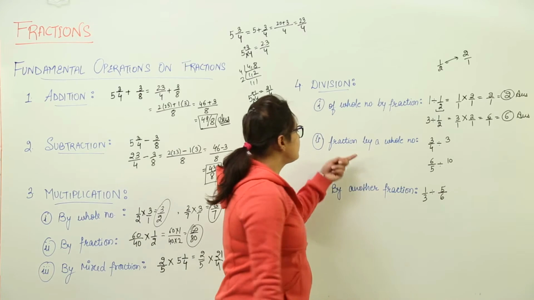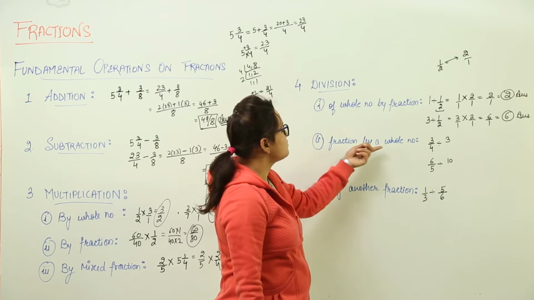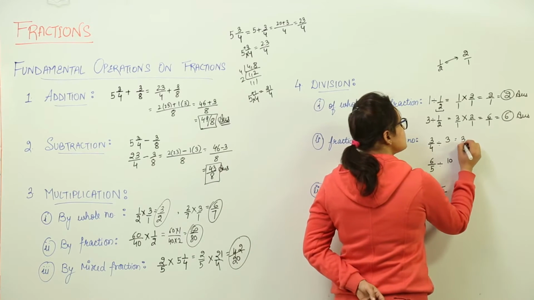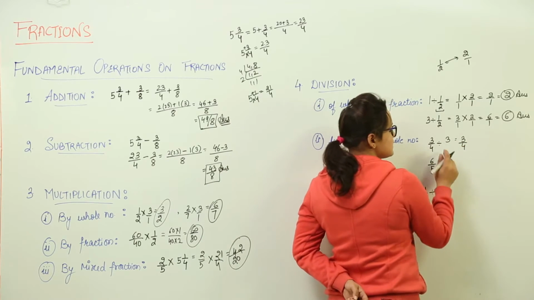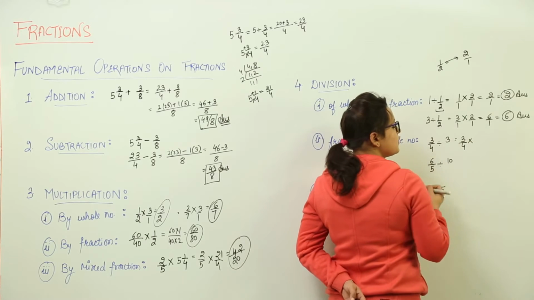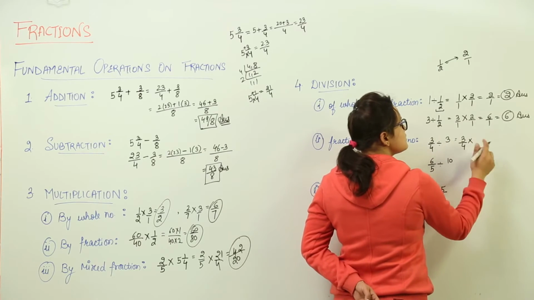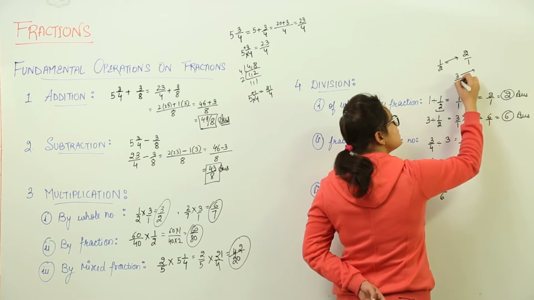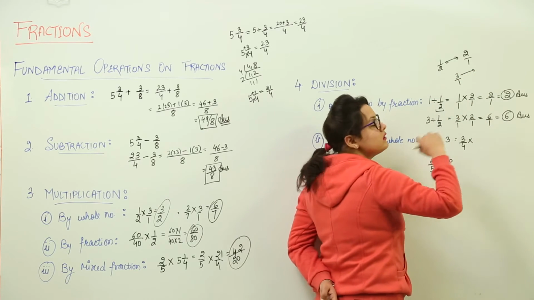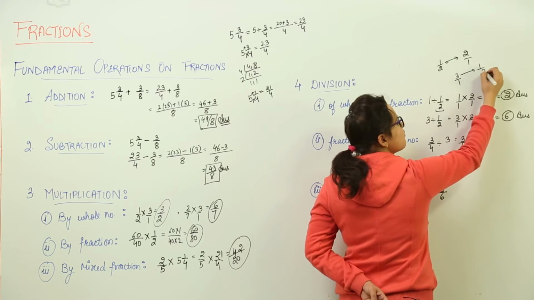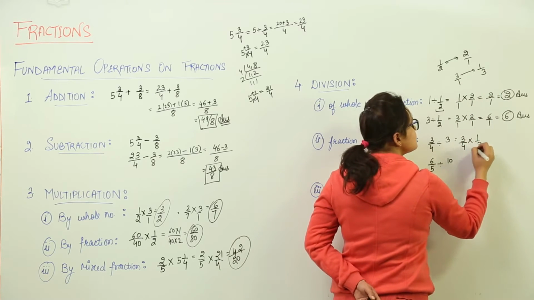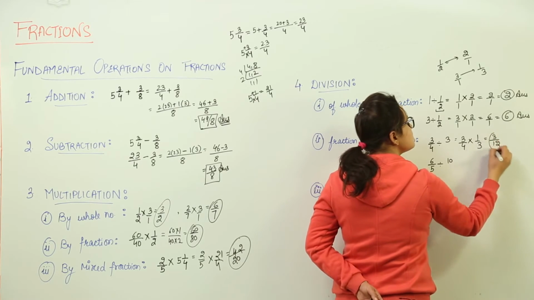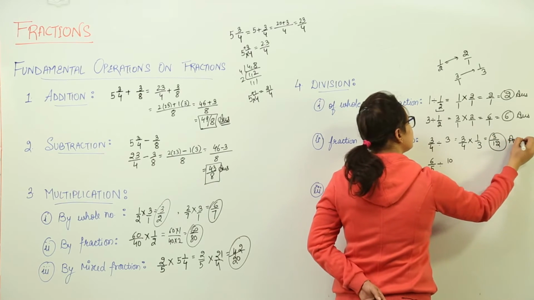Now divide the fraction by a whole number. How to do this? The same steps let us do. 3 by 4 remains as it is. Division sign gets converted to multiplication sign. 3 gets reciprocated. What is the reciprocal of 3? Because nothing is written in the denominator, that means it has 1. So the reciprocal of this would be 1 by 3. So the reciprocal is 1 by 3. On solving we get 3 upon 4 3s are 12 as the answer.